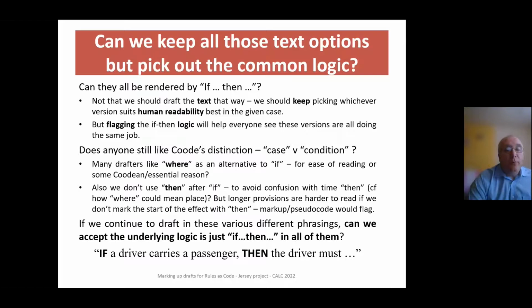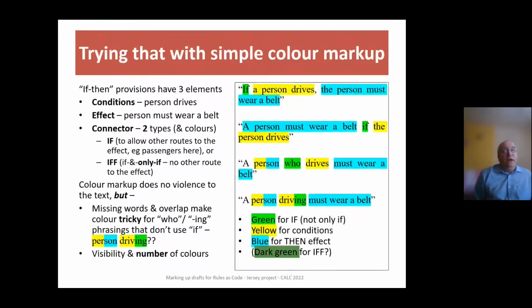So we want to be able to pick that out. The easiest, well, I say the easiest, the most natural, obvious way to try to do it might be with colour markup. So if a person drives, the person must wear a belt. Simple legislative proposition. In that, what you have is a person drives marked in yellow because that is the conditions, that is the bit before the then, if you're going to say if then. And then the person must wear a belt is the effect, the conclusions. So that's here marked in blue.